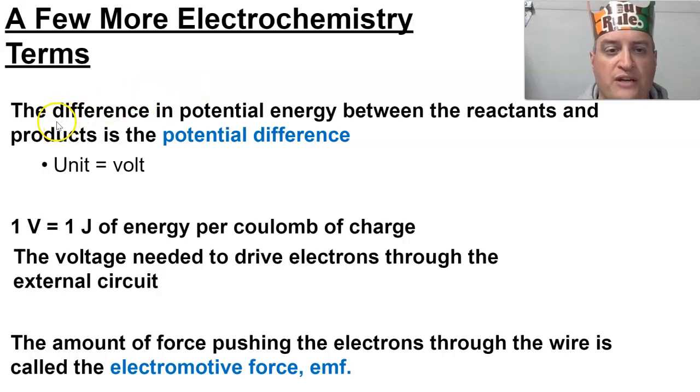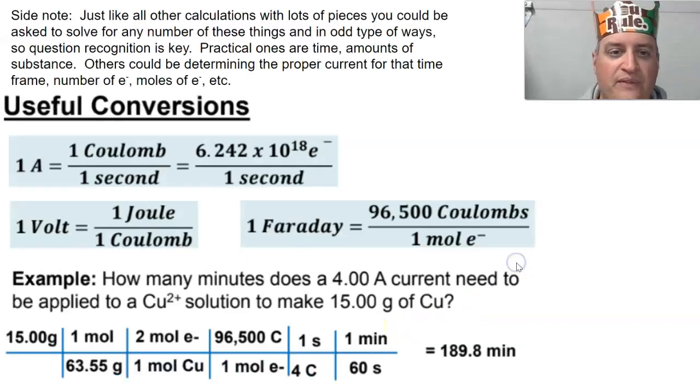Other electrochemistry terms. A volt. Volt is potential difference. This is the potential energy between them. 1 volt is equal to 1 joule per coulomb. So 1 joule of energy per coulomb of charge, which is that ridiculously large amount of electrons. This is the voltage needed to drive electrons through an external circuit. EMF, you've seen before, is electromotive force, the amount of force pushing the electrons through the wire.